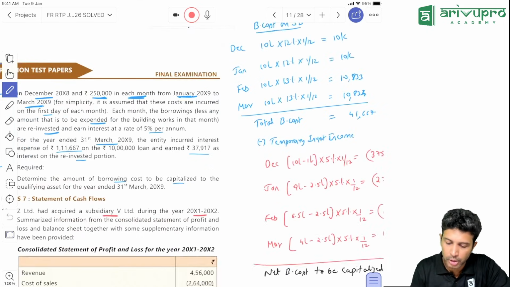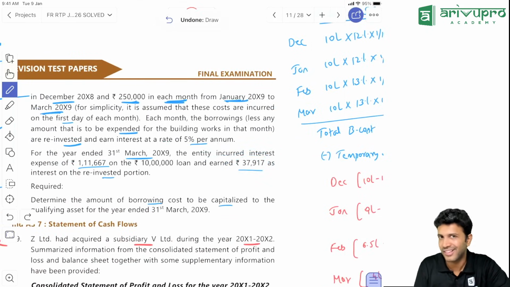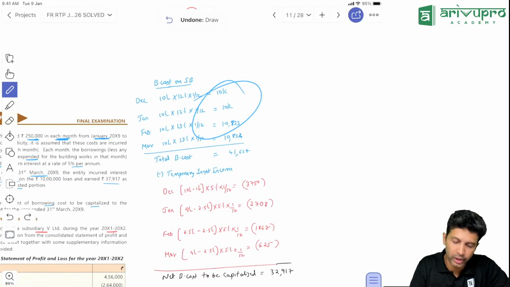But don't get it wrong. Many students will make the mistake of taking this full number. So this is for the whole year, right? We are not capitalizing the whole year's borrowing cost, but only 4 months.